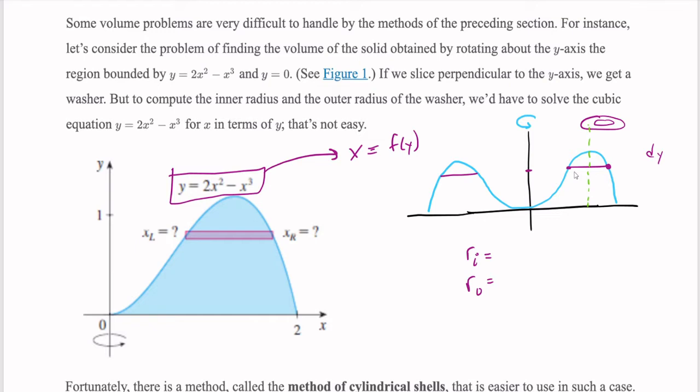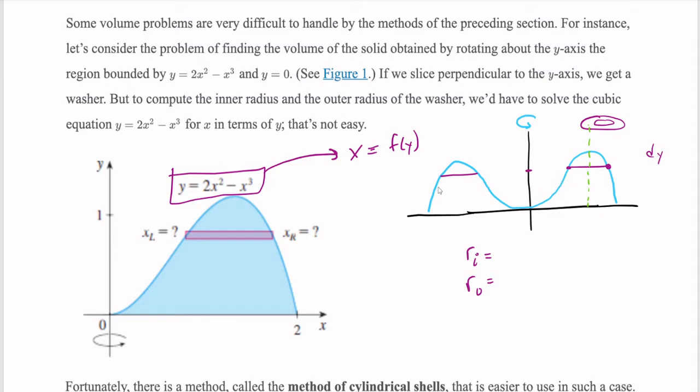The situation is where you set it up, you've got what you want to do, but you get to the washer, and you can't really solve x as a function of y. This is not something I can do. So what do we need to do here? We need to develop a new method that gets us into dx's. That's the whole point of the shell method.